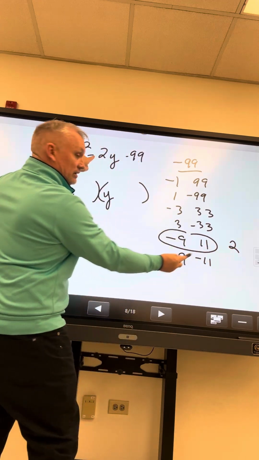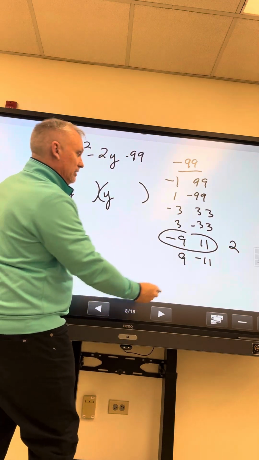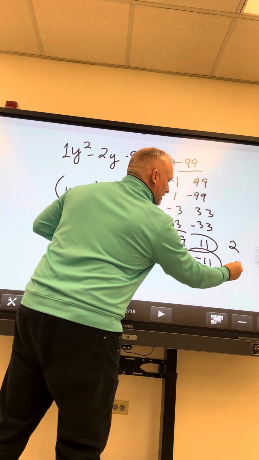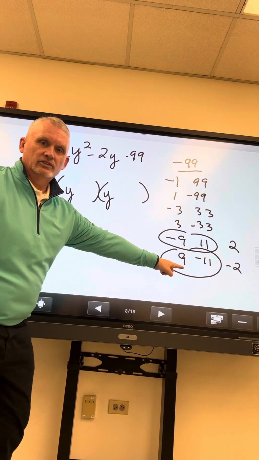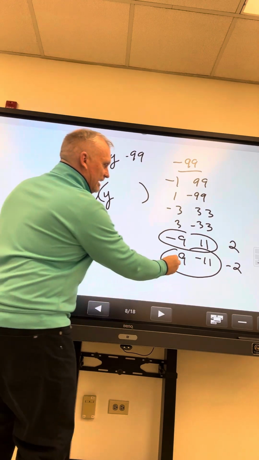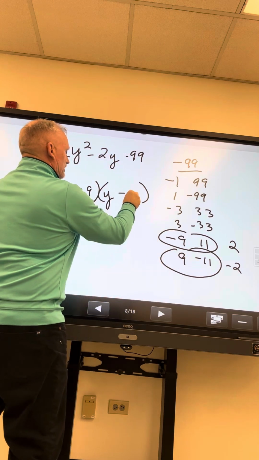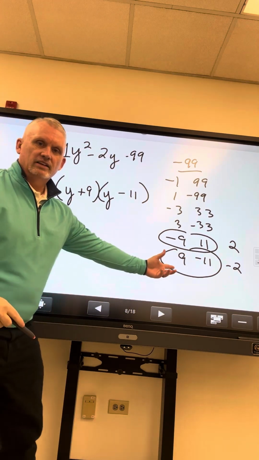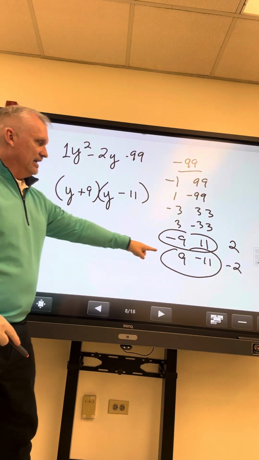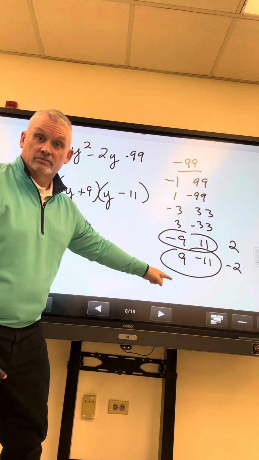Is that what I want? Nope, I want negative 2. If I add these together, I get negative 2. That's what I want. My factors are positive 9, negative 11. You just take those things and put them in. Again, if there's no sign there, it's a positive.